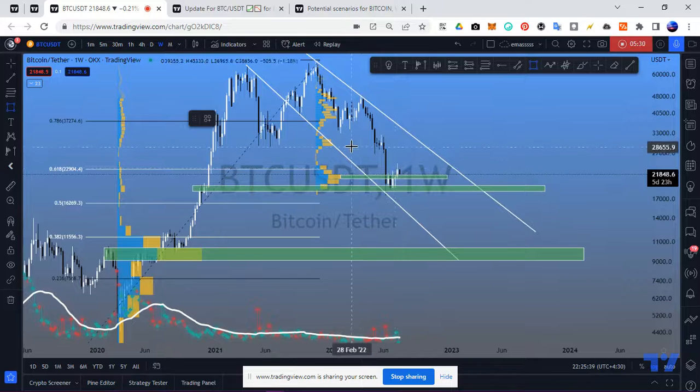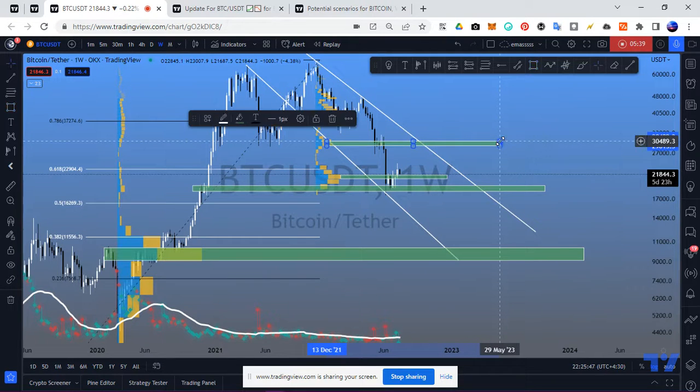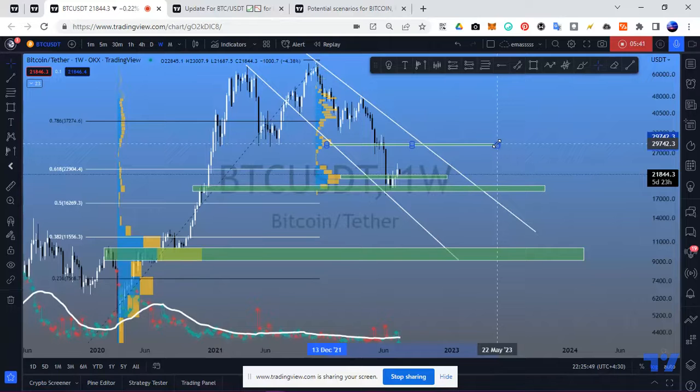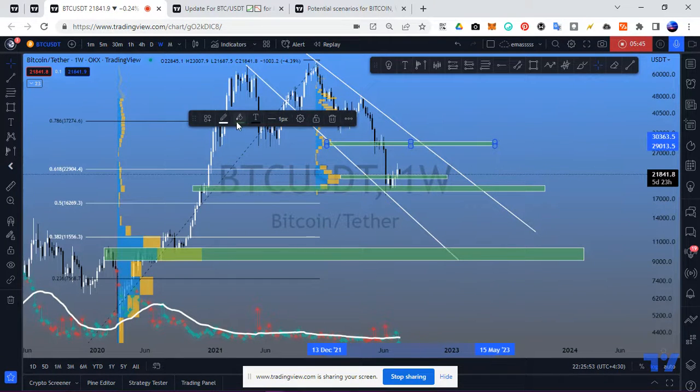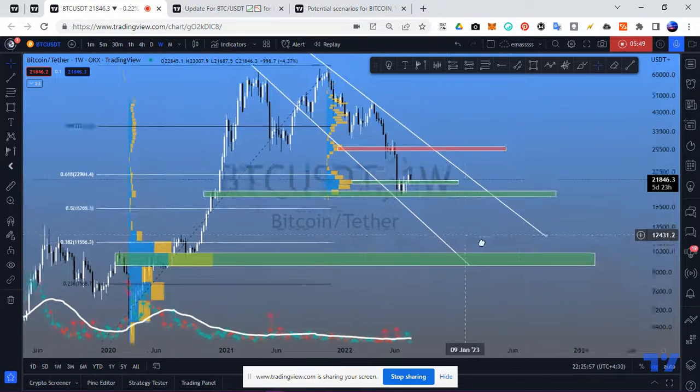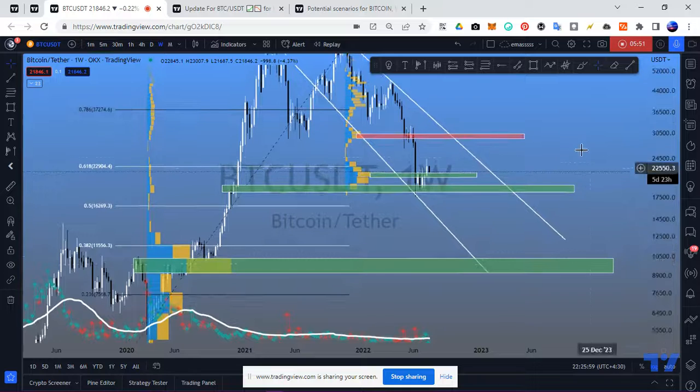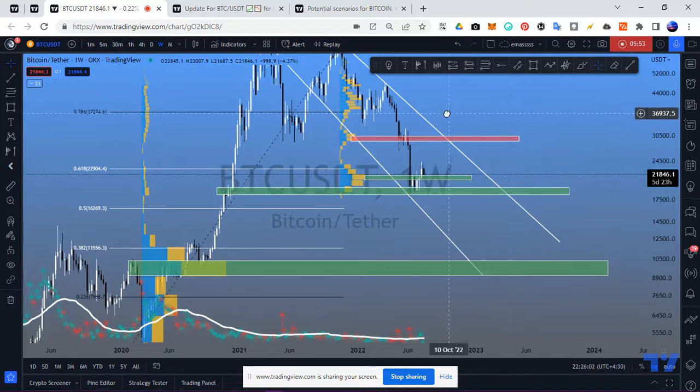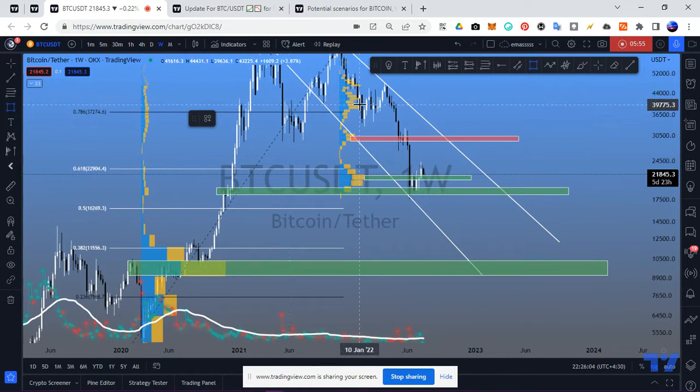Also, the higher volume profiles, as you know, are the resistance zones. So if I change the color to red, there is another higher resistance also.